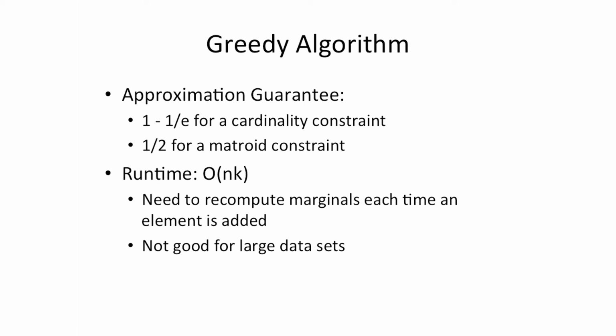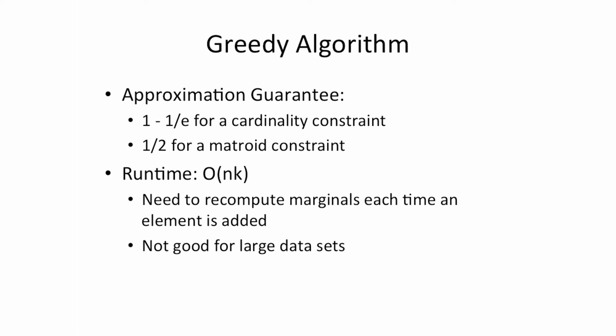One of the main downsides of this algorithm is that, of course, it's very sequential and centralized, and its running time is a bit high. It's n times k, because in every iteration we need to recompute all of the marginal values to find the best element. We could speed this up, but this will not save us in the setting where we can't even do linear time. So what do we do when the data is very large?